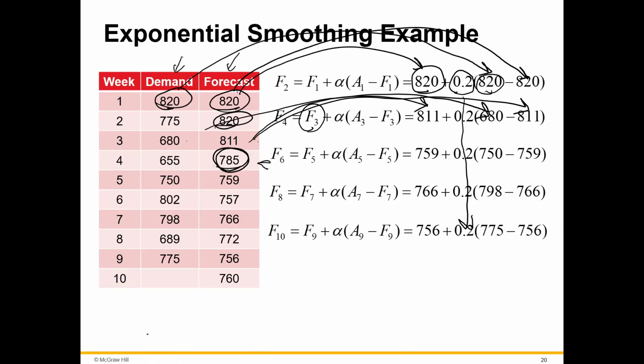Again, try not to say just F sub 2, F sub 1. Say the forecast for April, or the forecast for the 4th time period, is equal to the forecast from the previous time period, plus alpha times actual from the previous time period minus forecast from the previous time period. And again, this actual minus forecast, that's error from the last time period.